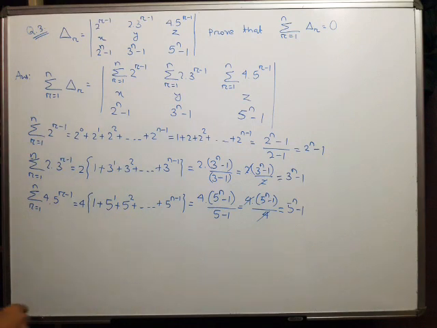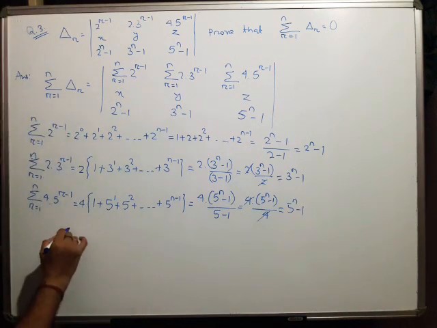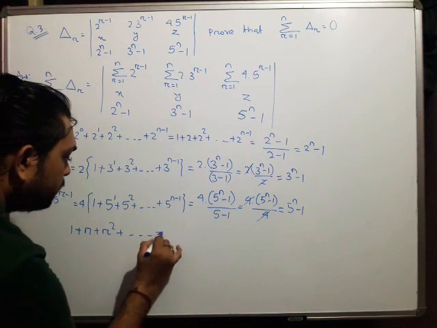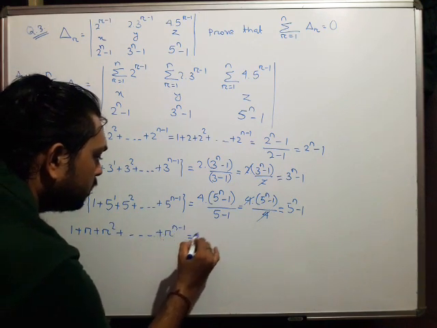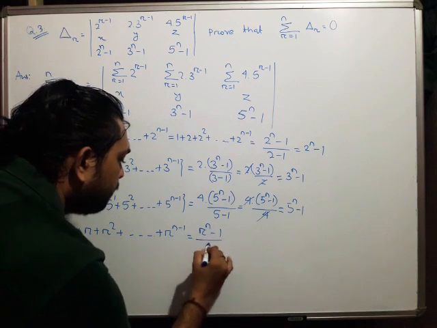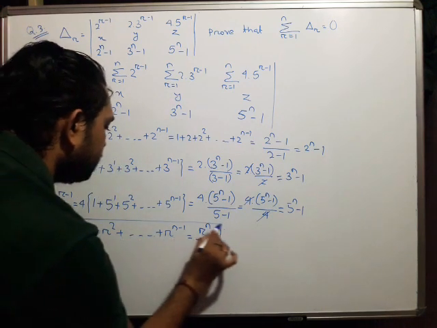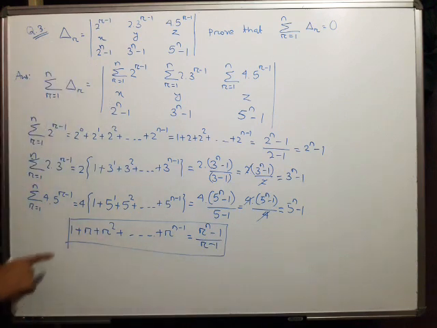So for your information, I just want to write the value of this as r to the power n minus 1 by r minus 1. Okay, this formula is used.